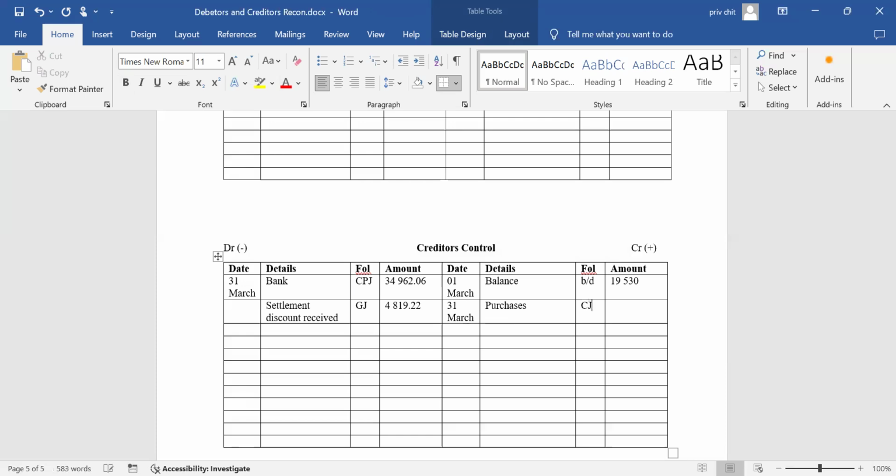And then here we're going to write purchases, coming from the creditors journal, and the amount, it's how much? 87,762.48 cents, something like that. That's what you need to do. Making sense? Yes, sir.